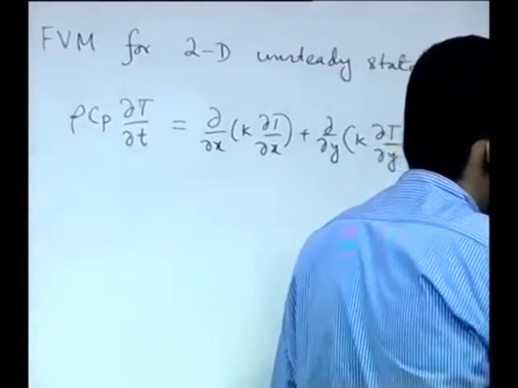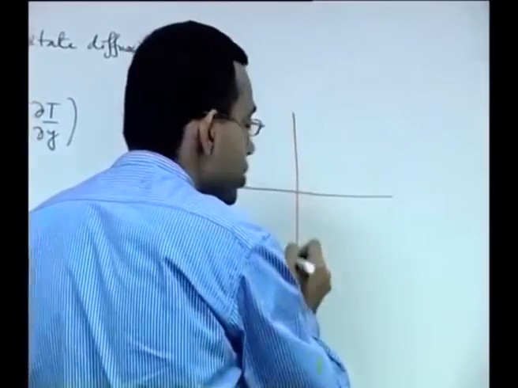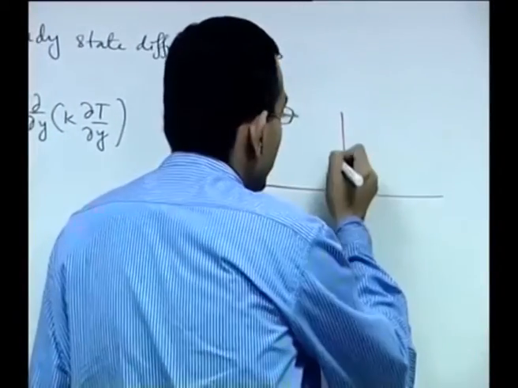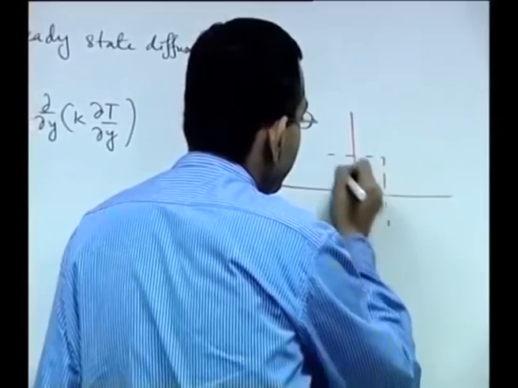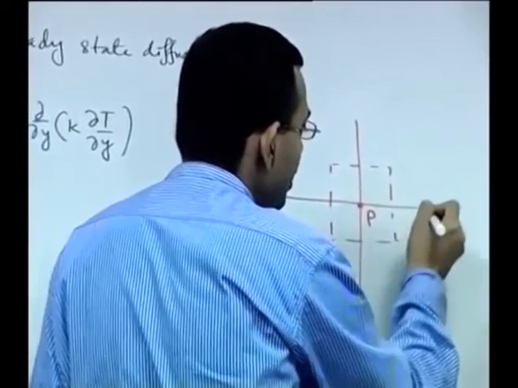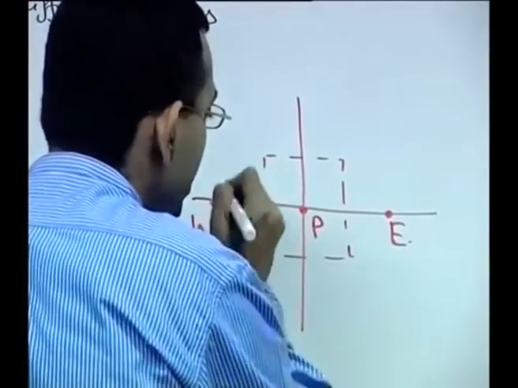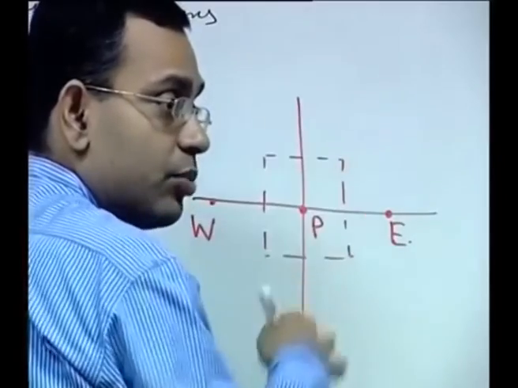So, we need a grid layout for the finite volume method. Now, it is a 2 dimensional problem. So, our control volume is like this with P as the central point, E and W are east and west grid points.